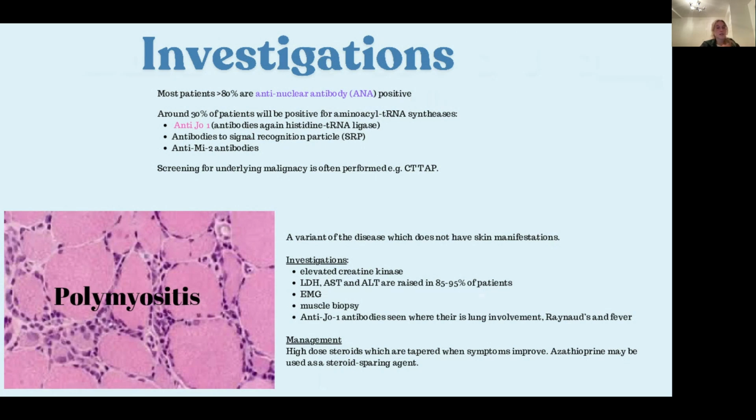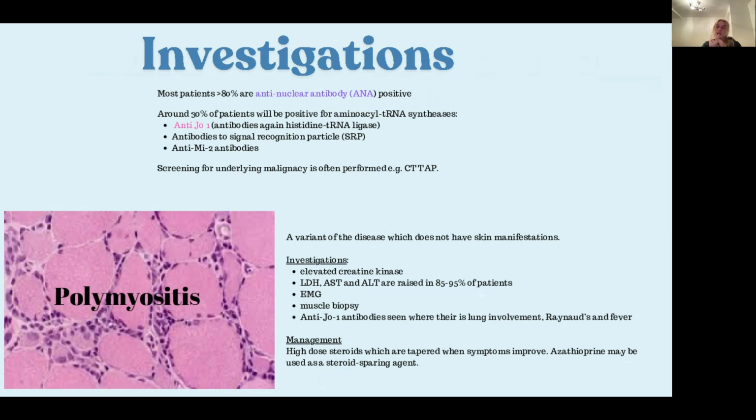We can do an EMG for these patients to look at muscle electrical activities in the muscles, diagnosis with a muscle biopsy. So that's what the picture there is. So that's typical of polymyositis. And then they will also be positive for anti-Jo1 antibodies if there's lung involvement with these patients. So if they present with proximal muscle weakness and also difficulty in breathing, they might be positive for the anti-Jo1 antibodies. So if you've got anti-Jo1 in a question with skin manifestations, it's going to be dermatomyositis, and then if they don't have skin manifestations, the answer will be polymyositis.